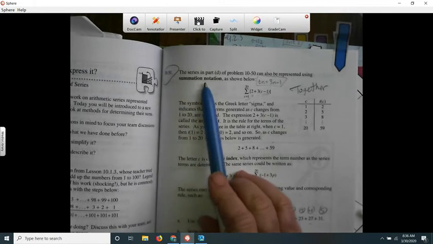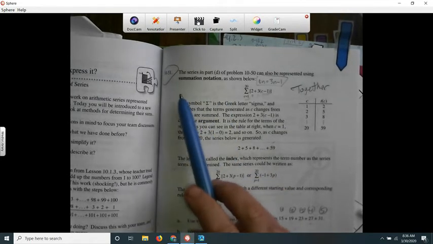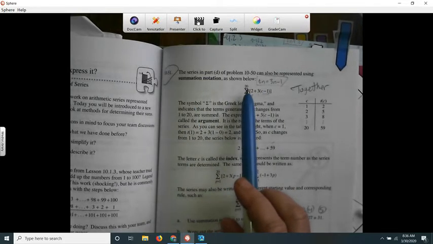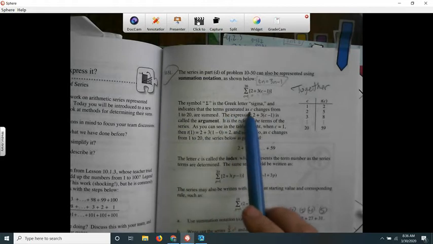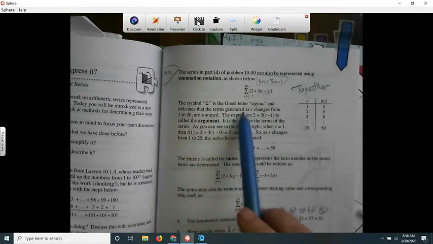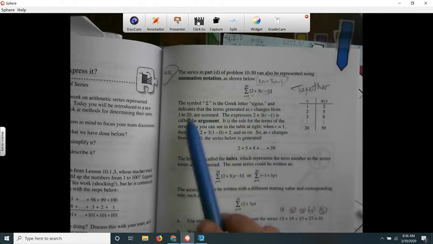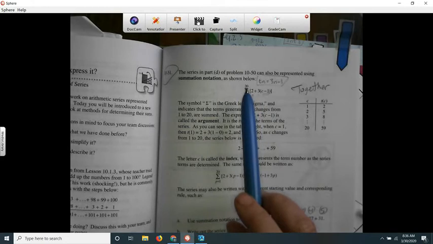So it says the series in part D of problem 10-50 can also be represented using summation notation as shown below. So this thing right here is a sigma. It's a Greek letter, and it indicates that the terms generated as C, they called the term C instead of N or X, changes from 1 to 20. So it's like the first term plus the second term all the way up to the 20th term.